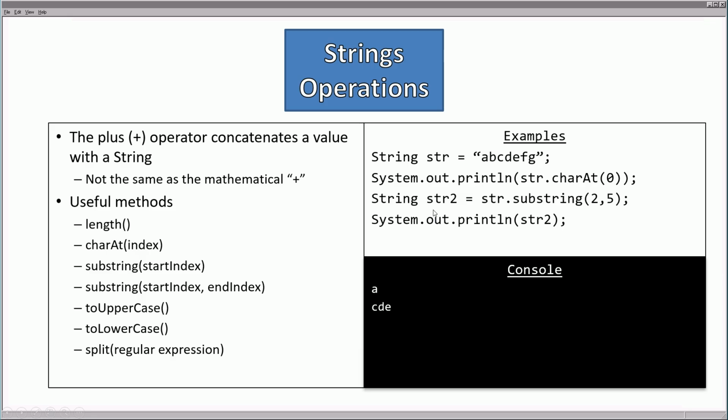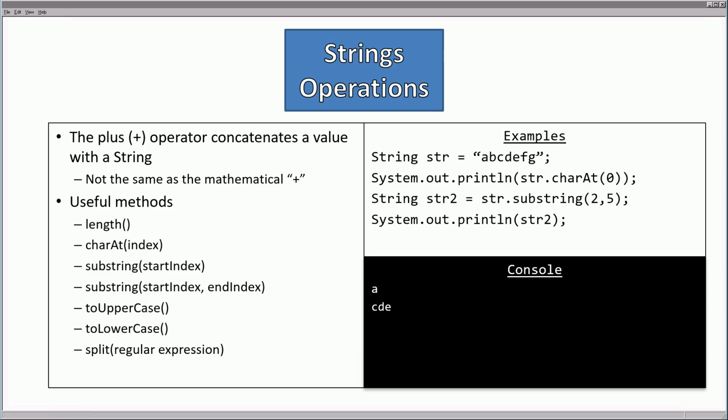Now we also see that we set the string2 equal to str.substring starting from index 2 and going to 5 exclusively. So if we start at index 0, 1, 2, and then we go into 2, 3, 4, and not 5, then our substring, our smaller string, is just C, D, and E, which prints out right here.